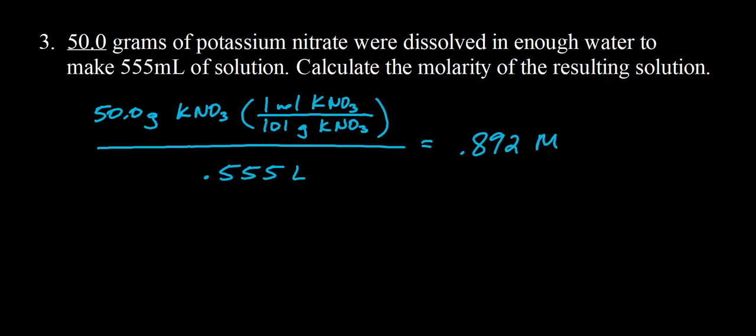So once again, there's our setup. The only difference this time is we're given the volume of the solution in milliliters, and that's usually the case because we're not using huge quantities. And so we need to convert that to liters. Of course, 1,000 milliliters in a liter, so 0.555 liters. Let's take a look at another one.